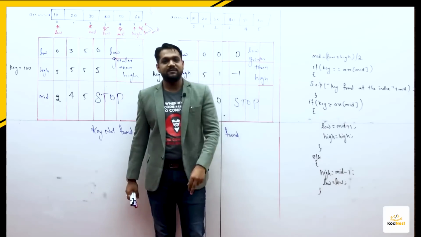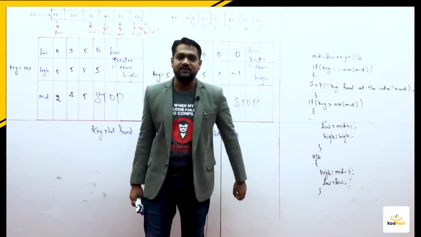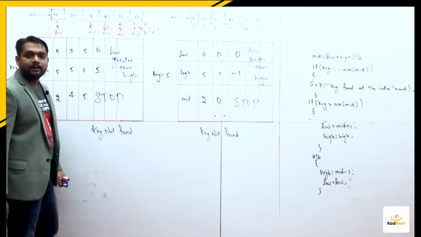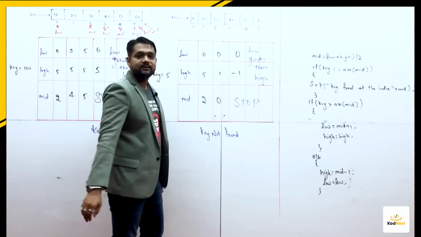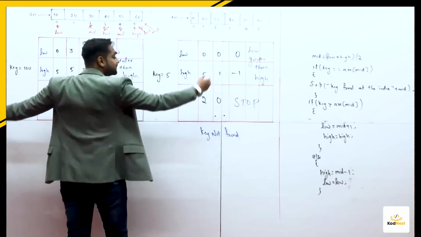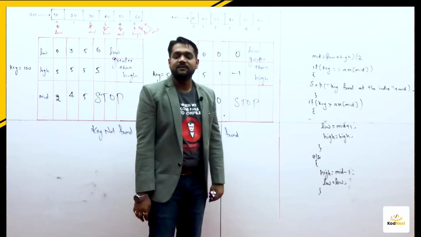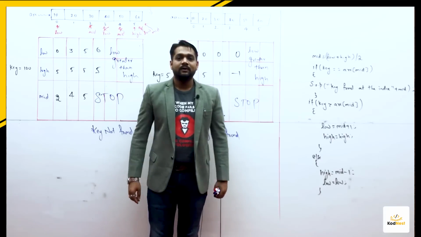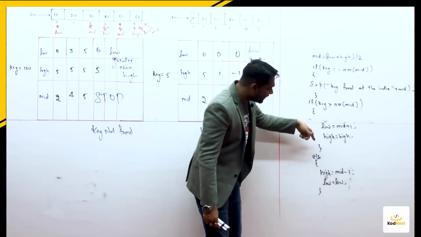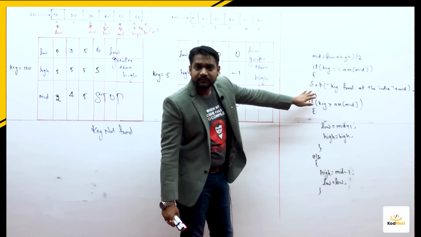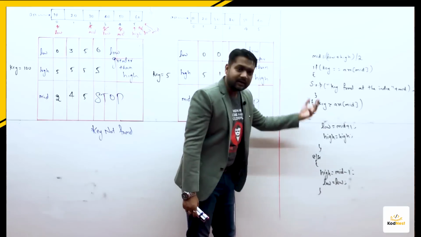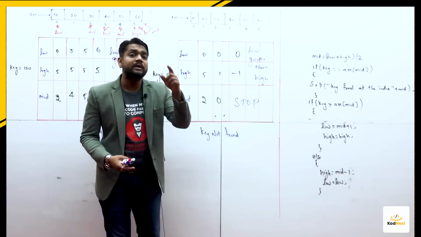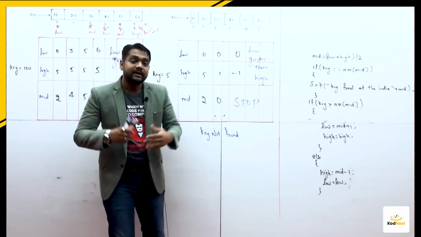In case 1, 2 times. In case 2, 2 times. In case 3, 2 times. Here, how many times? 3 times. Here, how many times? 2 times. If the array is big, how many times? Well, it depends. You are doing this again and again, calculating mid, checking whether it is equal, greater, lesser, but how many times you are doing that, you don't know. It depends.